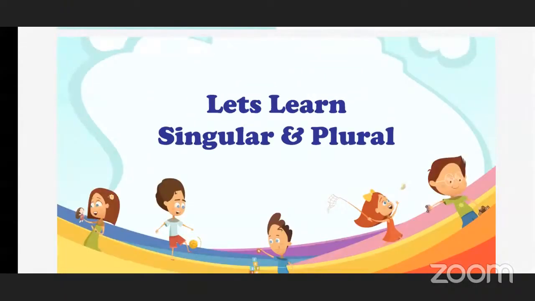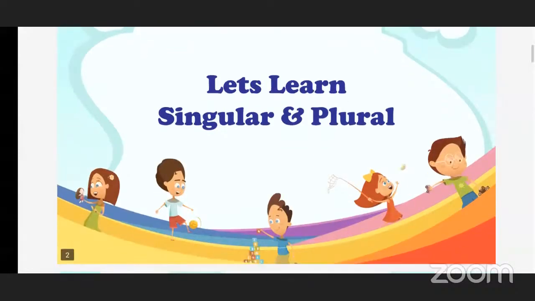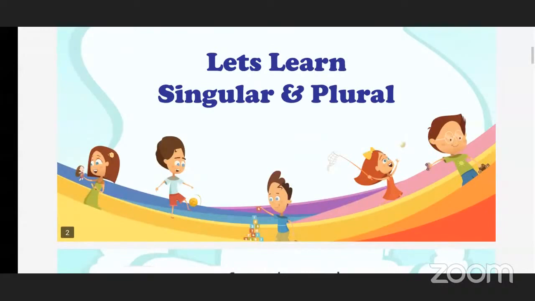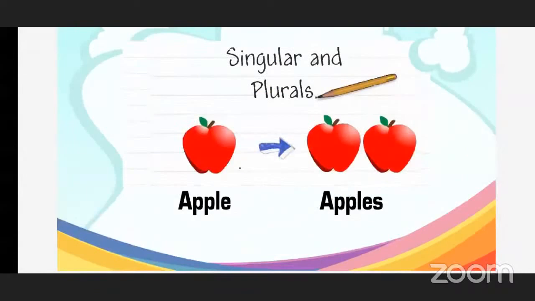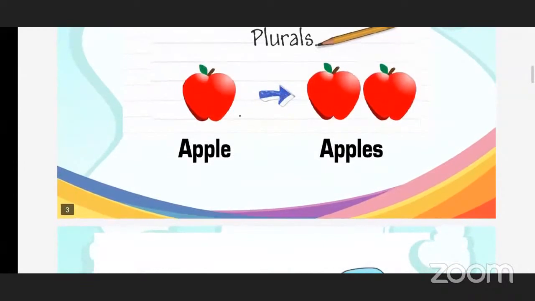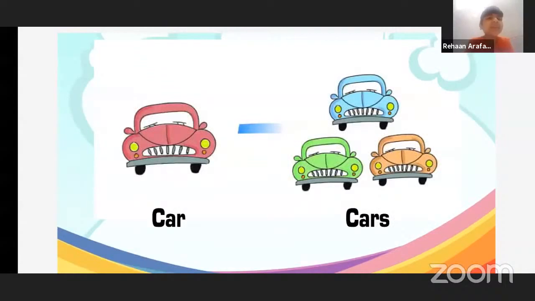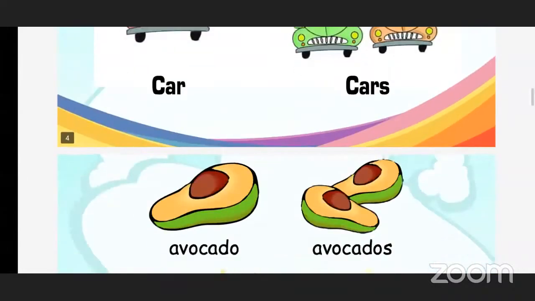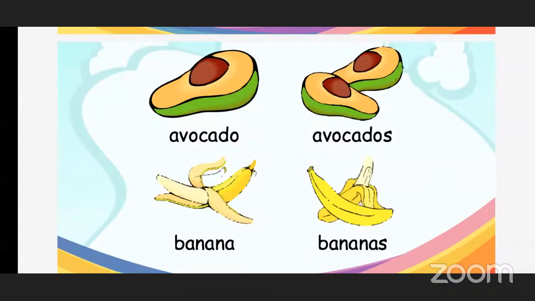Okay? Yes, teacher. So you understood the singular and plural. Now I'm going to show you some pictures. Can you see the PPT? Yes. What are we learning? Singular and plural. Here, what can you see in this picture? What is this? Apple. Very good. Next picture. One car, many cars. Then one avocado, many avocados. One banana, many bananas.